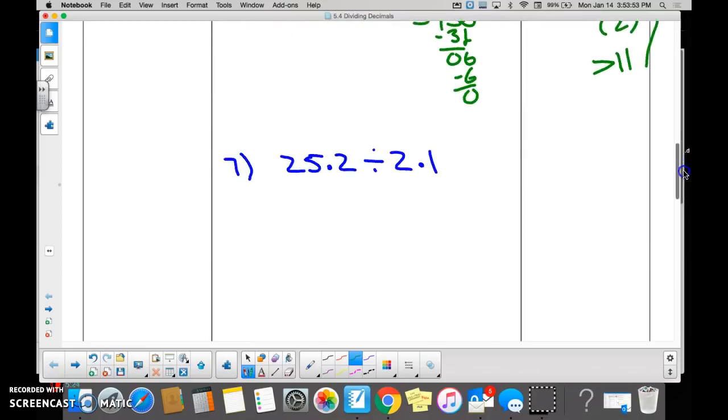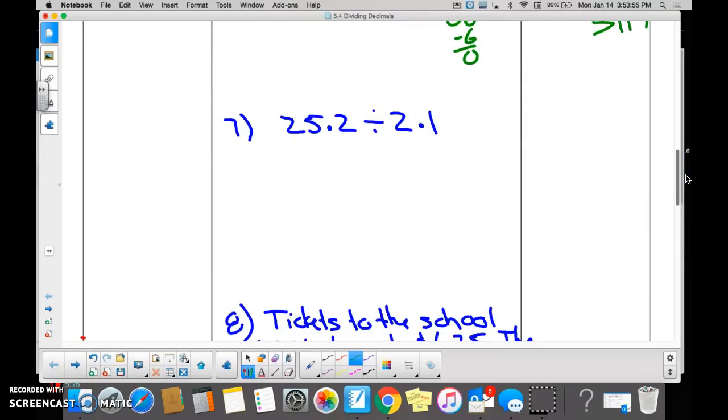Number 7, 25 and 2/10 divided by 2 and 1/10. If I were to write that correctly, we know that the first number goes inside the box, and the second number, or the divisor, goes outside the box. Dividend inside, divisor outside. We know that you can never divide with a decimal outside of the box, so we're going to multiply by 10 or move it one place to the right so that it becomes 21 outside the box. And if we do that to the outside of the box, we do that to the inside of the box. So multiply by 10, we've got 252.